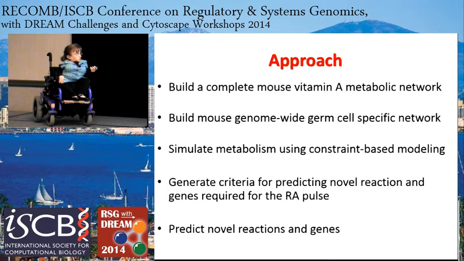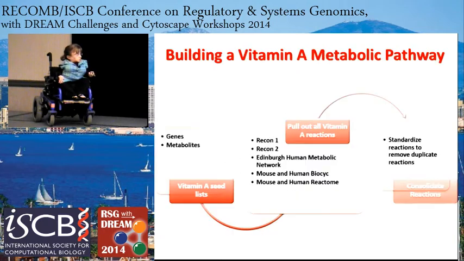And so to do this, we wanted to build a complete and really refined mouse vitamin A metabolic network, and build up from this to build a germ cell, spermatogonial cell specific network. And then we simulated metabolism using a constraint-based modeling approach. Then we wanted to generate criteria for predicting novel genes and reactions required for that RA pulse, and then we proceeded to move forward and predict those genes and reactions. And so first I want to discuss how we went about building that vitamin A metabolic pathway.